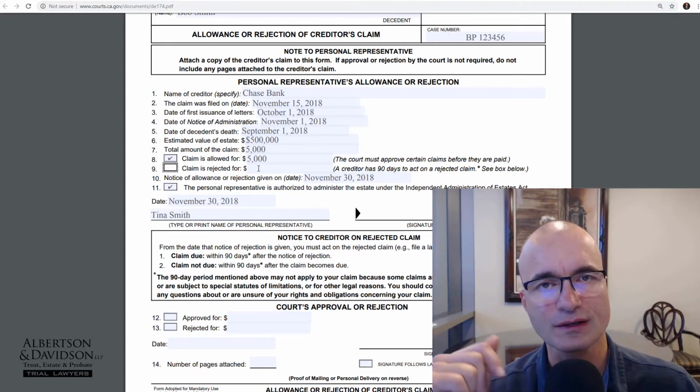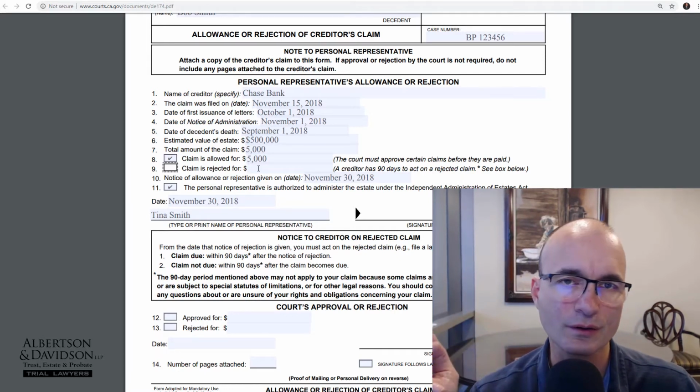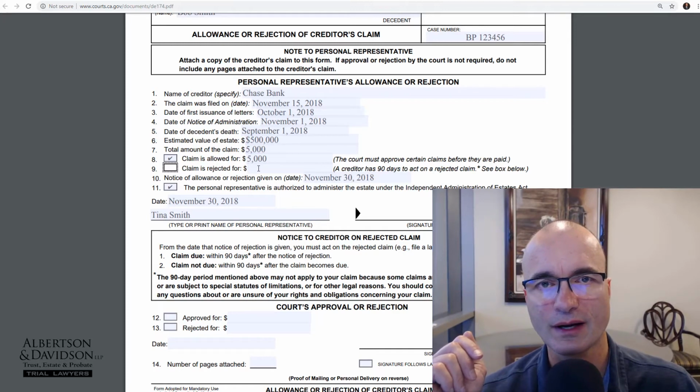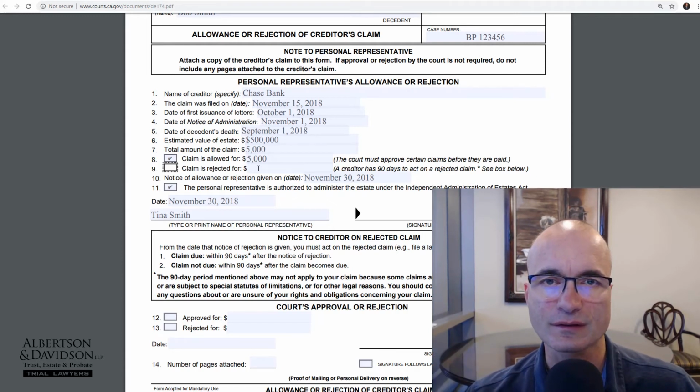And the personal representative is going to be held liable if they don't give these proper notices out because they could be doing harm to the creditors if they don't handle these things properly. So it's very important for a personal rep to take these notices to creditors seriously and to make sure that they're served properly.